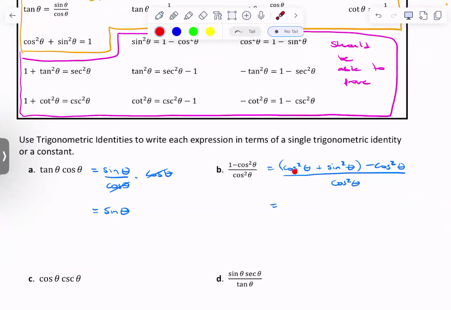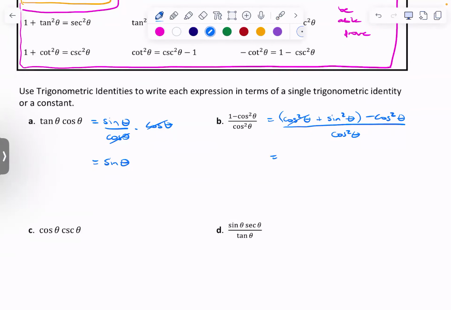But here, the brackets aren't doing anything, so then I get cos squared theta minus cos squared theta, which is going to go away. But I'm left with sine squared theta over cos squared theta.